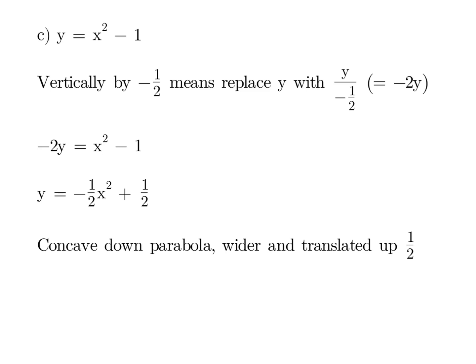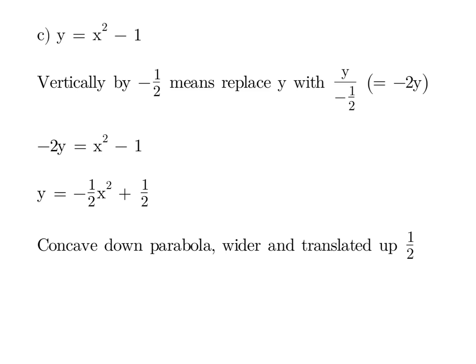So we're going to do vertically by minus a half. That means we replace y with y over minus a half, or replace y with minus 2y. So where the y is, put minus 2y. Divide both sides by minus 2. So we get minus a half x squared plus a half.